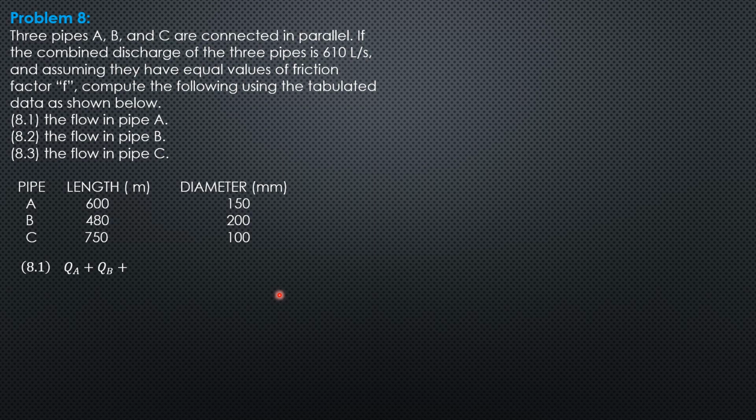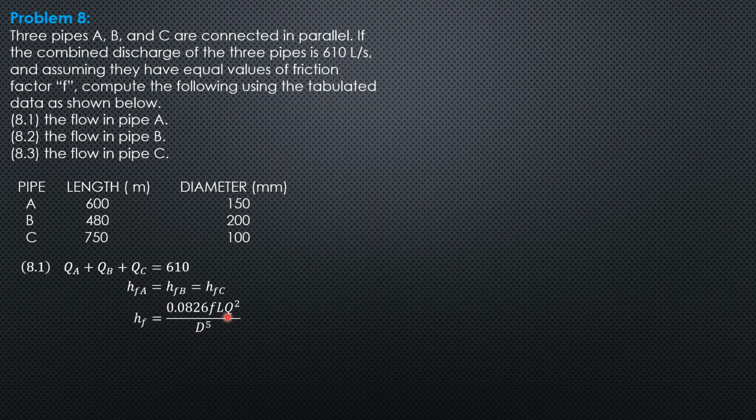So QA plus QB plus QC equals 610 liters per second. And because the three pipes are laid in parallel, their head losses are equal: HFA equals HFB equals HFC. The formula for head loss is 0.0826 F L Q squared over diameter raised to 5.